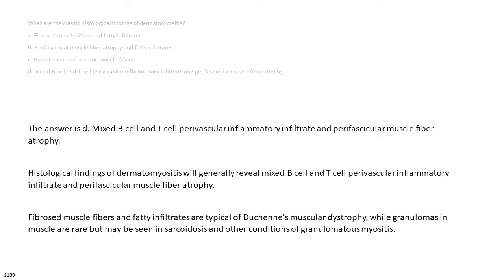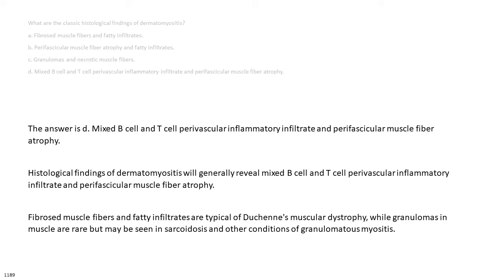The answer is D. Mixed B-cell and T-cell perivascular inflammatory infiltrate and perifascicular muscle fiber atrophy. Histological findings of dermatomyositis will generally reveal mixed B-cell and T-cell perivascular inflammatory infiltrate and perifascicular muscle fiber atrophy.